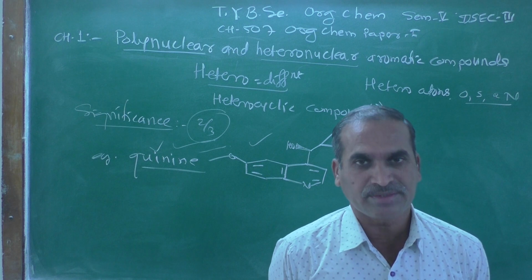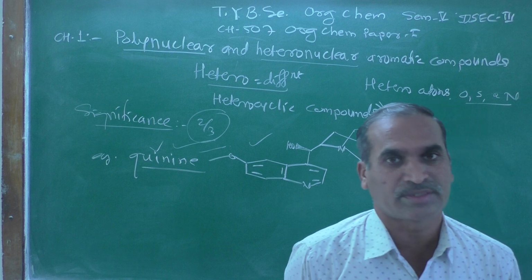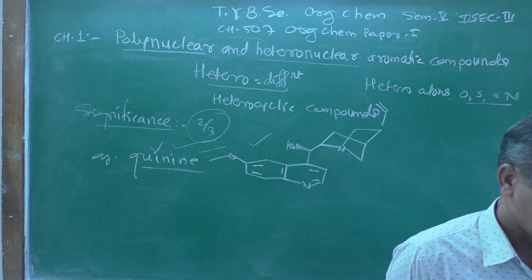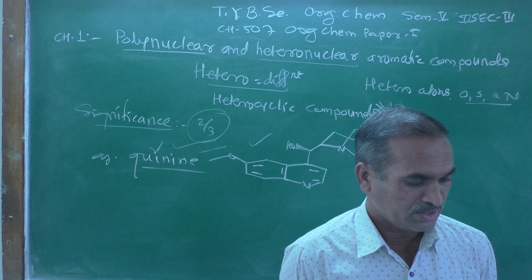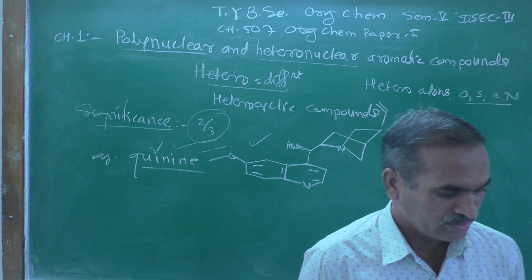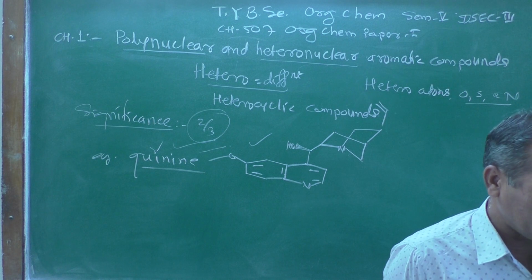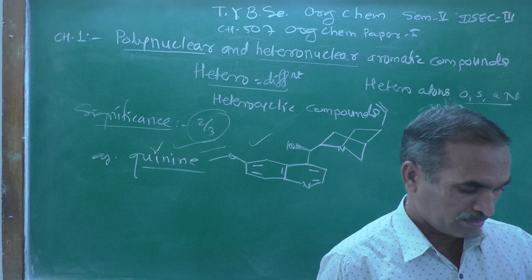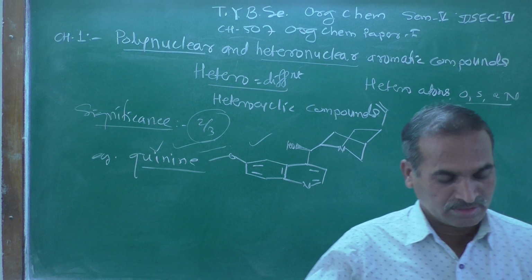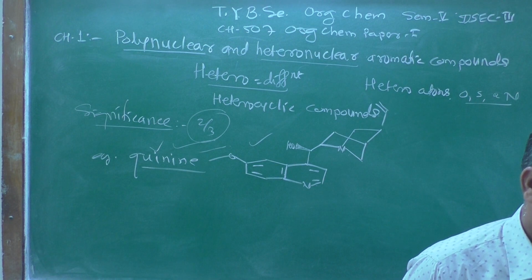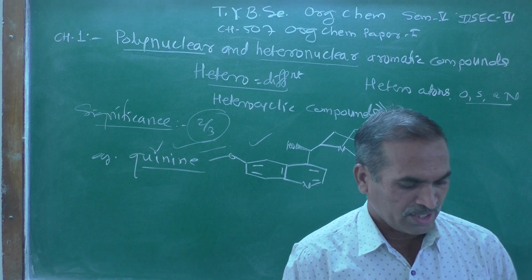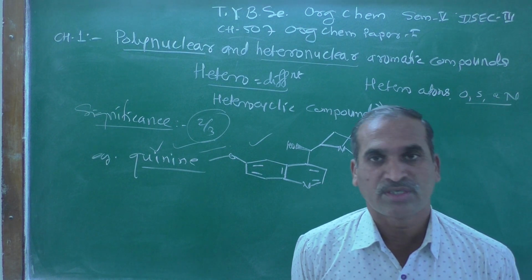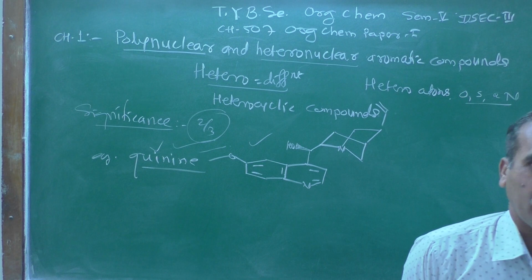Many drugs, vitamins, and most of the natural products are heterocyclic in nature. All the DNA bases, DNA means deoxyribonucleic acid, present in our body are heterocyclic compounds. Hence, heterocyclic compounds become a very important part of organic as well as bioorganic chemistry, means biochemistry.